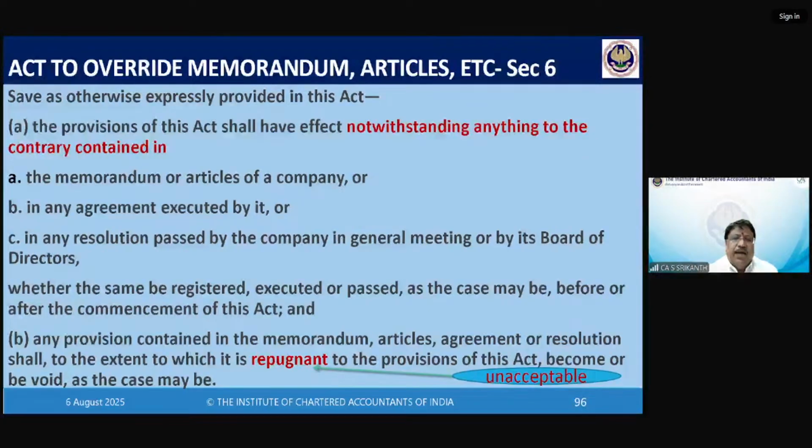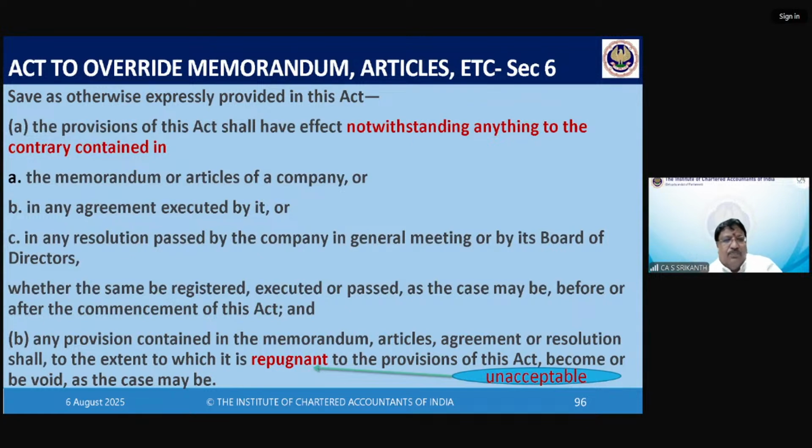Any provision contained in the memorandum, articles, agreement, or resolution shall, to the extent to which it is repugnant, they are using the word, I am not using it. Repugnant, I don't know what the equivalent Hindi word is. I'm sure it will be an even more complicated word in Hindi. So repugnant means what? Not acceptable.